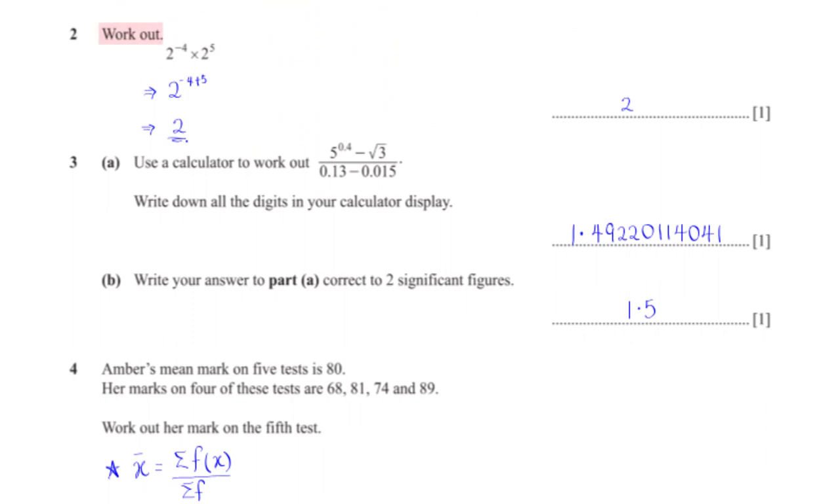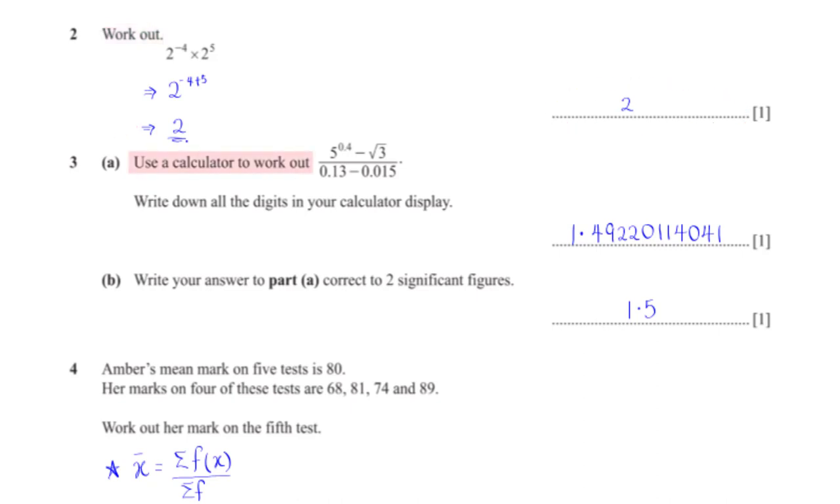Work out 2 raised to the power negative 4 times 2 raised to the power 5. By the laws of indices, since both terms have the same base and they are multiplying, their powers are going to add. And so we have 2 raised to the power negative 4 plus 5. Negative 4 plus 5 is equal to 1, and 2 raised to the power 1 is equal to 2.